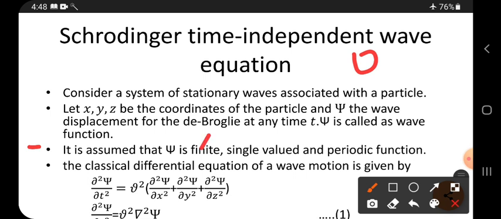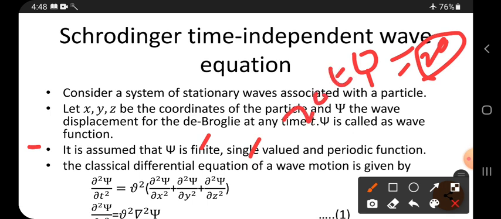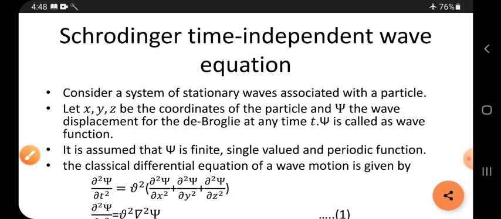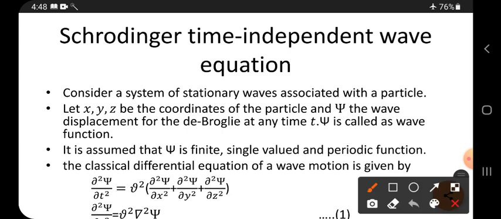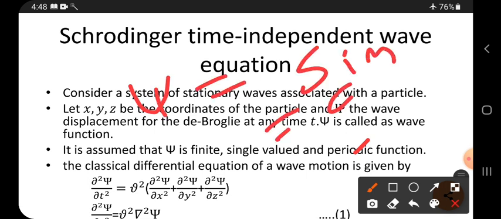And the next, single valued. Single means, suppose the psi value you get is like 20, it is a single term, or 20t, it is a single term, or 20x, it is a single term. And the next, periodic function. Psi we always write in terms of either sine or cos. That is a periodic function. Why? Because sine and cos are periodic waves.